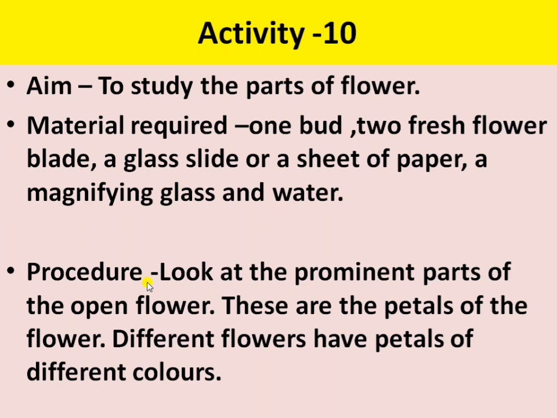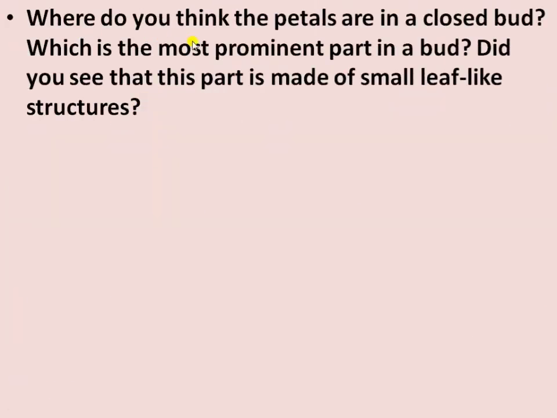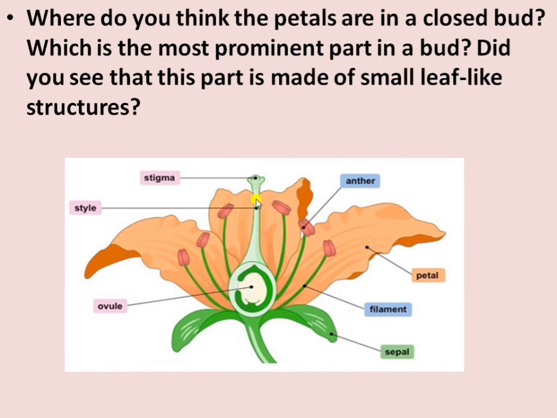Firstly, this is the procedure. Observe carefully the flower and look at the prominent parts of the open flower. These are the petals of the flower. Different flowers have petals of different colors. Where do you think the petals are in a closed bud, and which is the most prominent part in a bud? Did you see that this part is made up of small leaf-like structures? Using the magnifying glass, you can see each and every part of the flower.